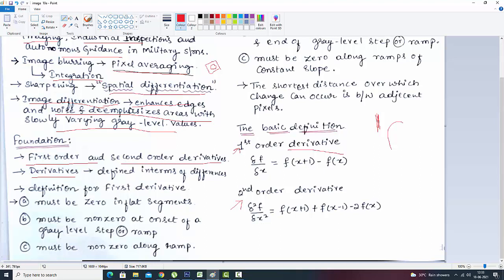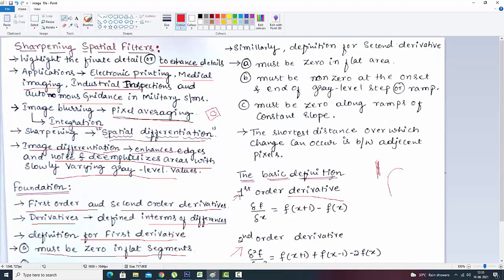Derivatives mainly mean the differences. After the first derivative, we will see that it must be 0 in flat segments, and must be non-zero on the onset of the gray level step or ramp. We will see what a ramp is, and what is meant by ramp and all those things. It must be non-zero along the ramp. Okay, we will see these just in the next part.